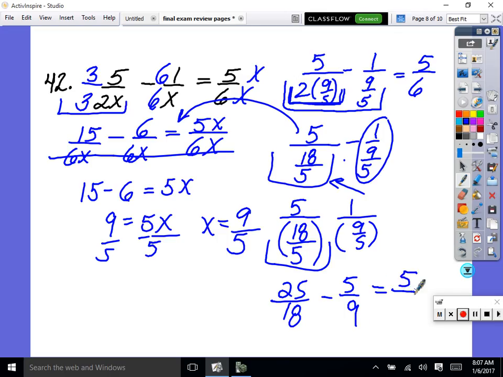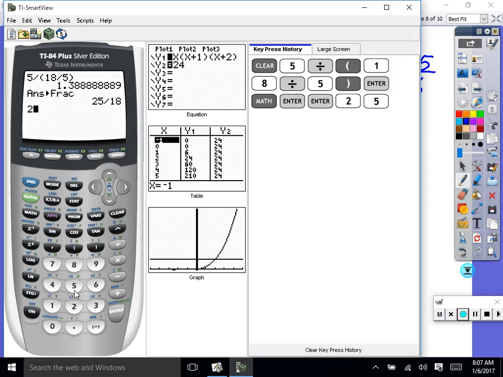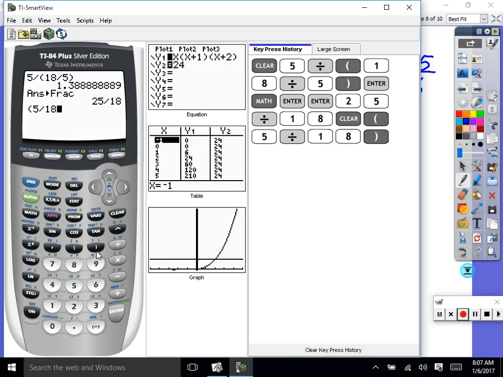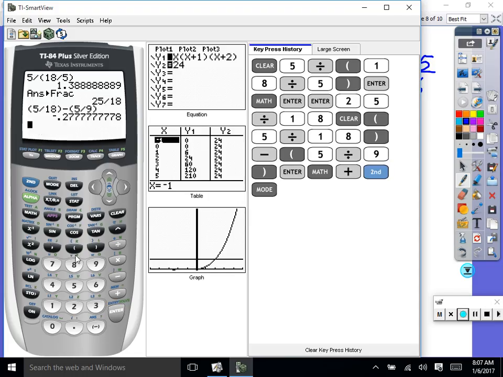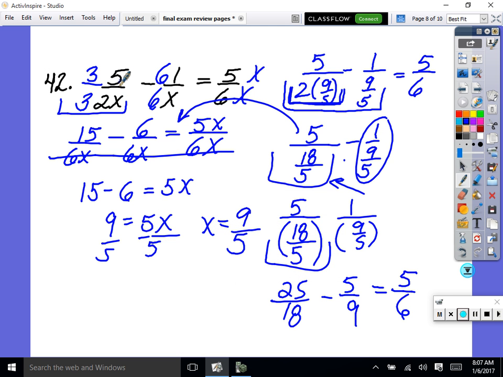And then does that equal 5/6? So now you'll type into your calculator 25 over 18 minus 5/9. 25 divided by 18. And I should have used parentheses, so I'm going to start over. 25 divided by 18 minus 5 divided by 9. Math, enter, enter. Uh-oh. I think I might have typed something in wrong because I swear this one worked. That's a negative, and this isn't negative. What did I type in wrong?